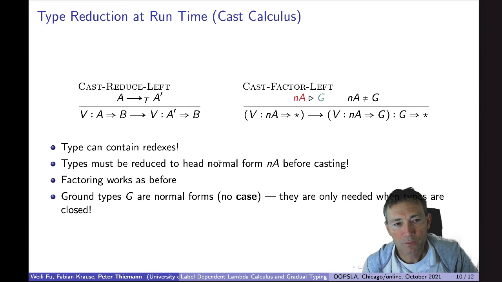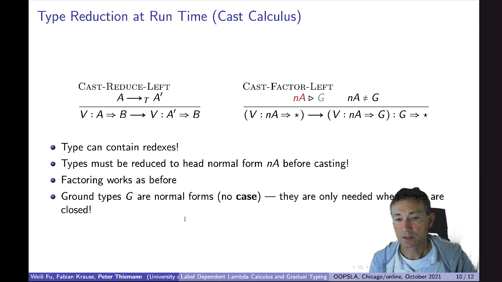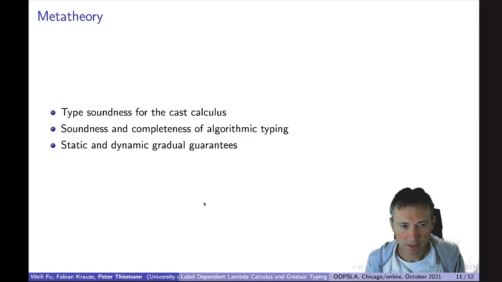Now, once we've successfully reduced types to this head normal form, then we can proceed with factoring. And by the way, I've omitted the mirroring rules that work on the right type B here. Now the factoring then works as before. Here the factoring means we factor into a cast to a ground type and then ground type to dynamic type. Ground types are again normal forms, so ground types need not contain cases because they are only needed when the types are closed. When reduction gets to this rule here, at that point types are closed, right? Because they're only reducing closed terms. Hence, no case in ground types needed.